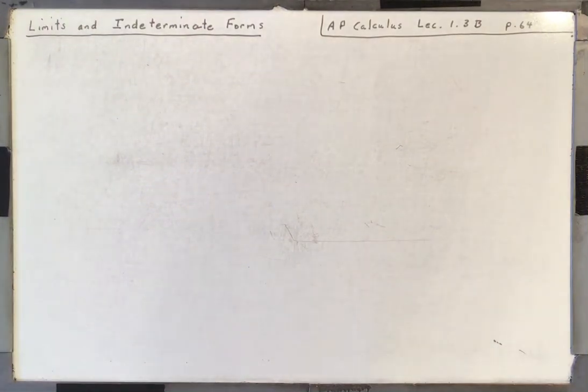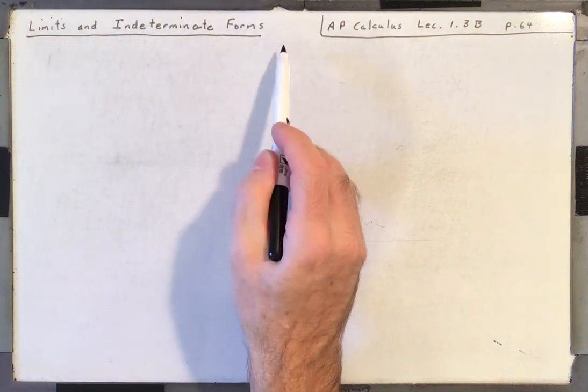Hello, this is AP Calculus Lecture 1.3b. I'm going to title this lecture Limits and Indeterminate Forms.